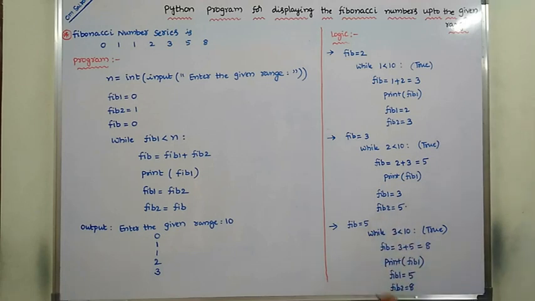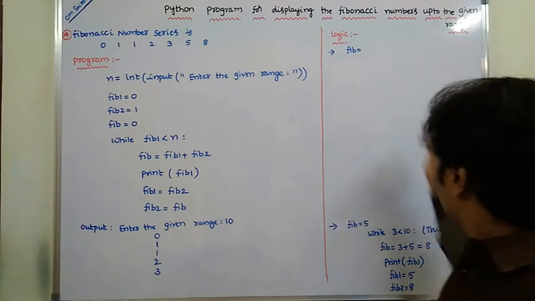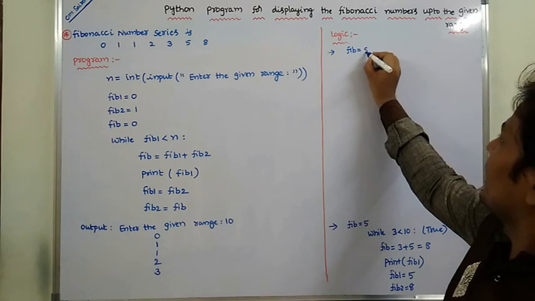Okay. So after completing this step, what are the values we are getting? Fib is equal to 8. Fib1 is equal to 5. Fib2 is equal to 8. After completing this step, what is the Fib value we are getting? Fib value is 8.